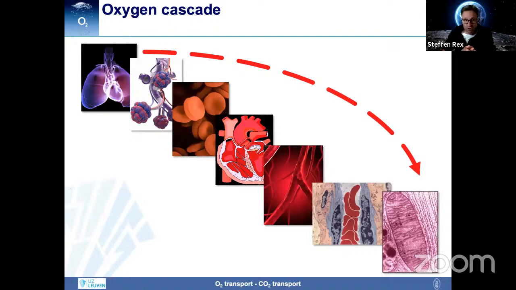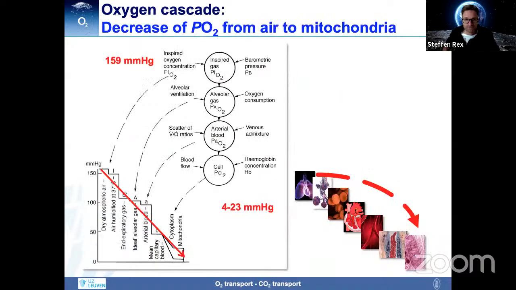The problem is that the journey of the oxygen does not end in the lungs for sure. The oxygen has to diffuse from the lungs into the blood, has then to be transported via the blood to the peripheral cells, where ultimately the oxygen is used in the mitochondria to produce ATP and to ensure cellular survival.